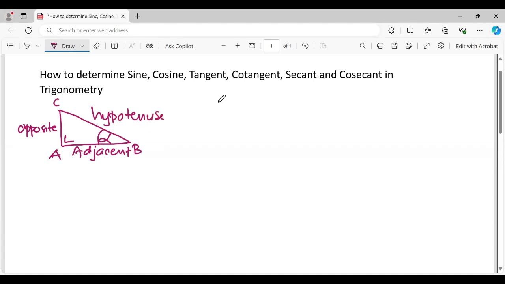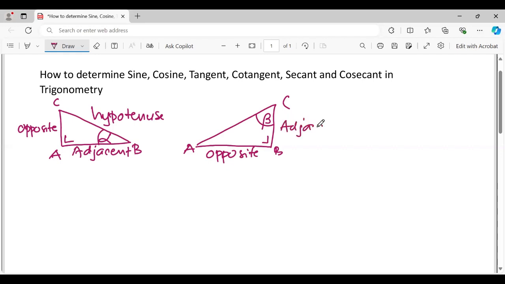So how about if the condition is like this? A, B, C, and beta here, for example. If angle beta is here, it means the opposite of beta is AB, and BC is adjacent, while AC is the hypotenuse.